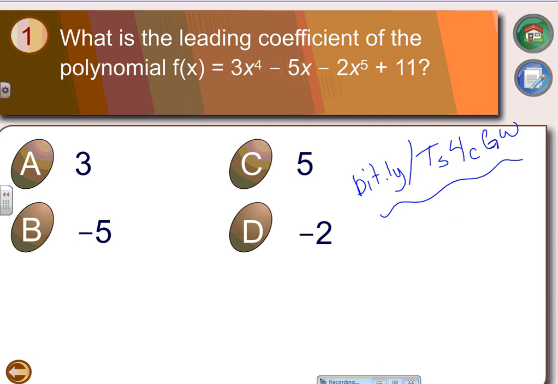What is the leading coefficient of this polynomial? 3, -5, 5, -2.